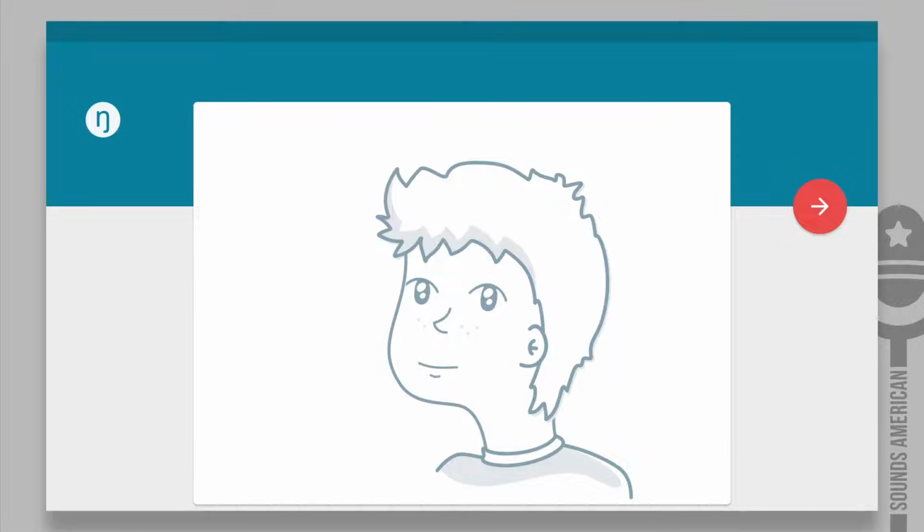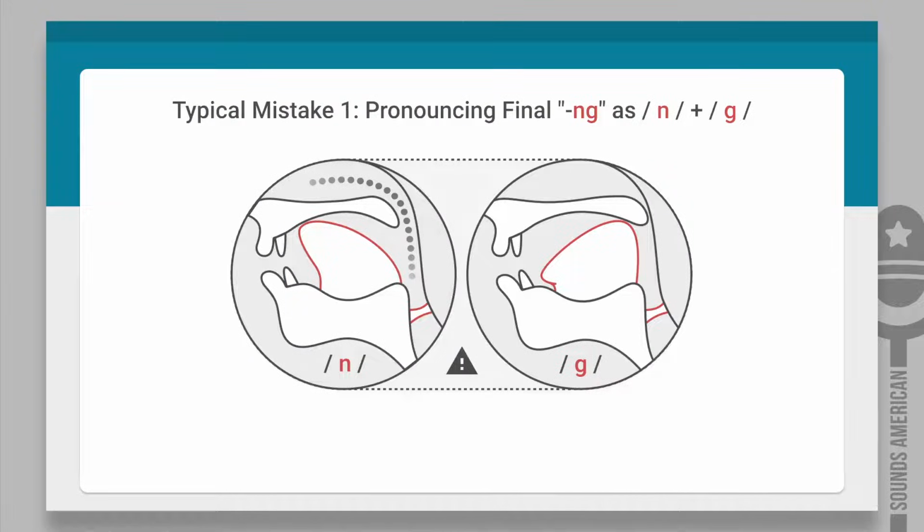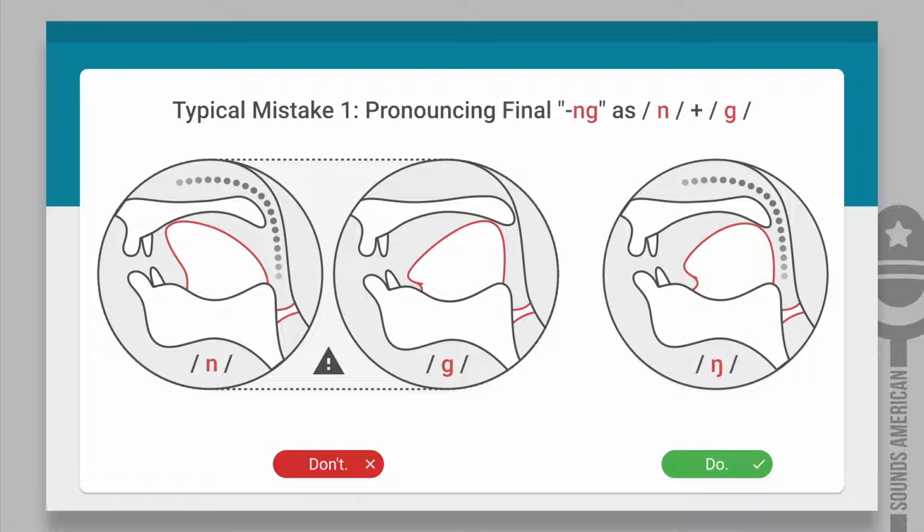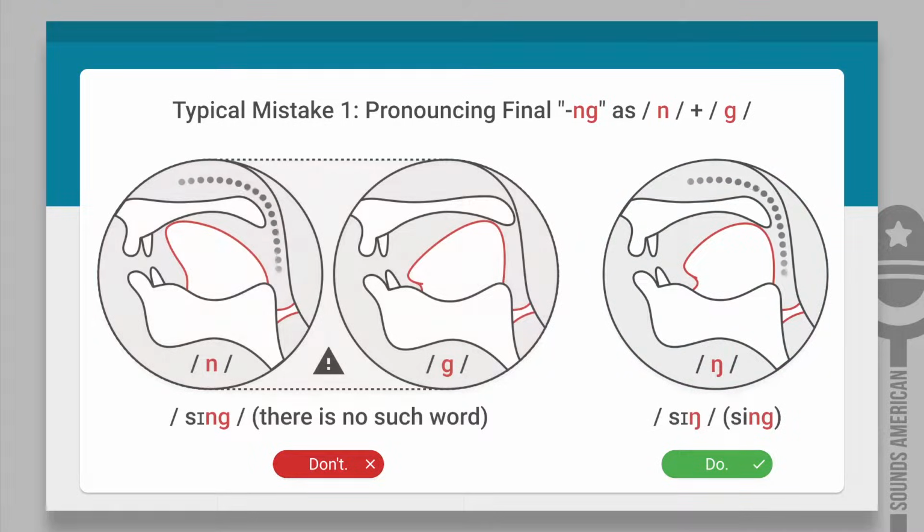Here are a few typical mistakes people make when pronouncing the sound. Number 1. The most common mistake is when people pronounce the sound as the n and g sounds. As a result, the sound is distorted and sounds like ng. Remember, even though the sound is represented by the two letters NG, it's still a single sound. The letter G is never pronounced in the NG combination at the end of words. Listen, sing, but not sing-g or sing-g.